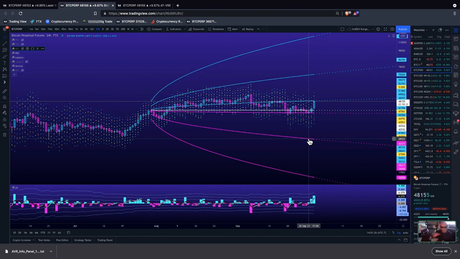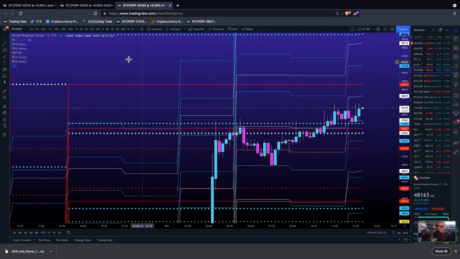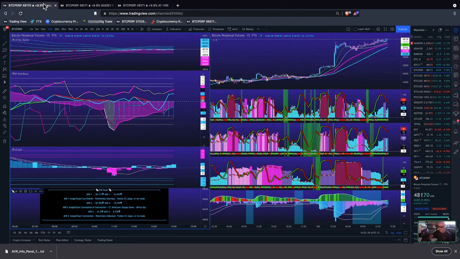Am I sitting here rubbing a crystal ball? Am I making predictions, pulling things out of my ass? No. I'm reading the alpha trading indicators. I'm reading this chart. I'm reading this chart. And I'm reading this chart.